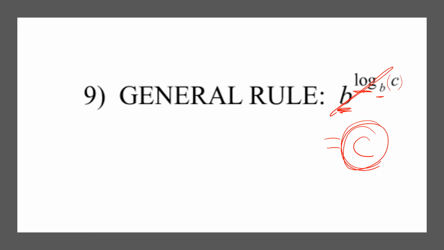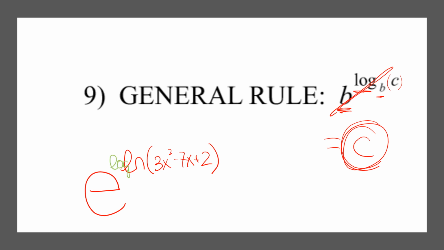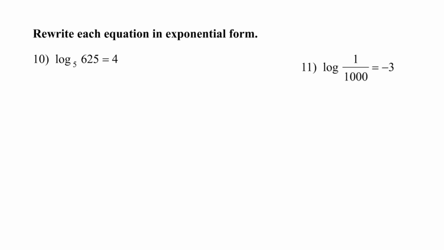So I could get as crazy as I want. I'm going to do an e one. How about this? e raised to the ln of, I don't know, 3x squared minus 7x plus 2. That looks like a really scary problem until you remember that ln is really just log base e. And if I have e raised to a log base e, it cancels out, and I'm just left with 3x squared minus 7x plus 2.